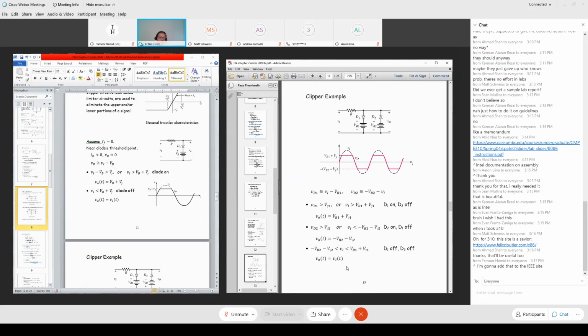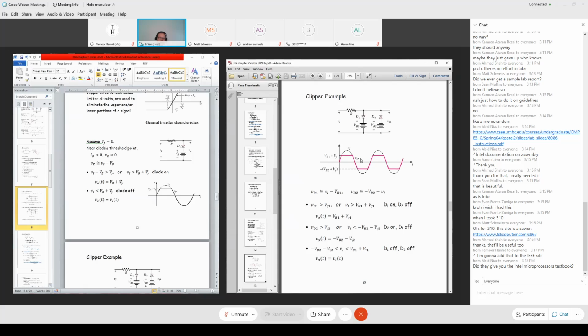Now, let me plot this output waveform. These are mathematical equations, so let's see graphically what it looks like. There's one important level, VB1 plus V gamma 1, set here positive. There's another important level, minus VB2 minus V gamma 2, set here. When the input voltage is above important level 1, the output is clamped at VB1 plus V gamma 1. So clamped here, clamped here.